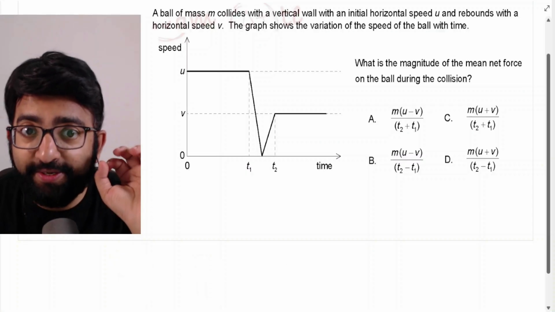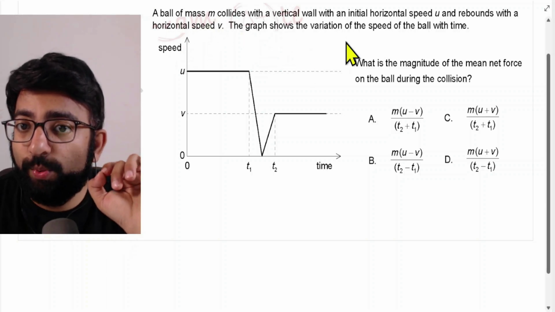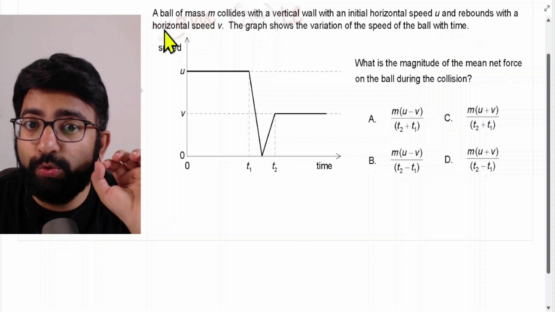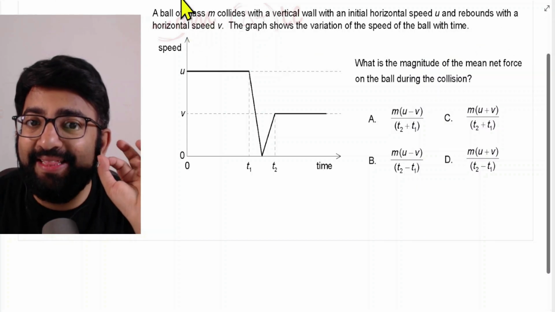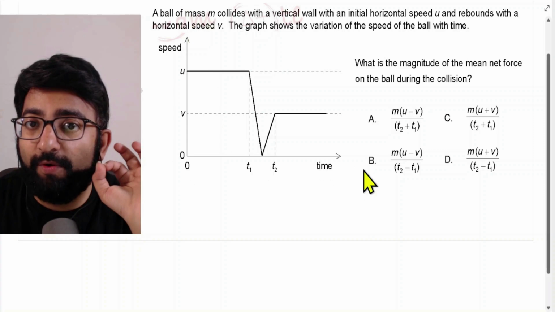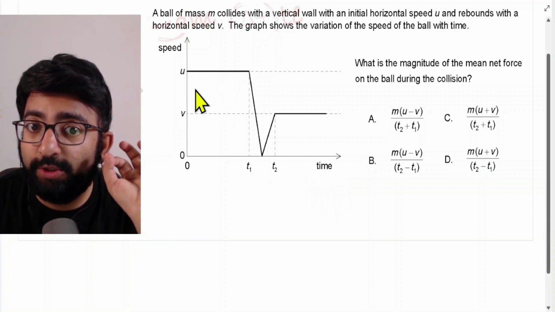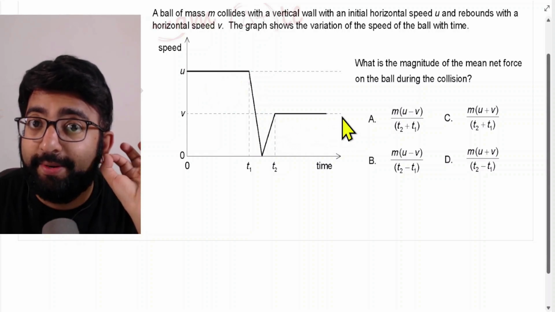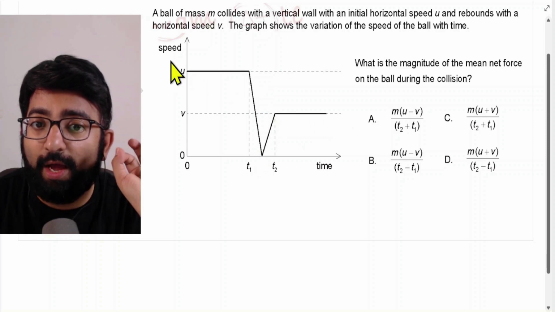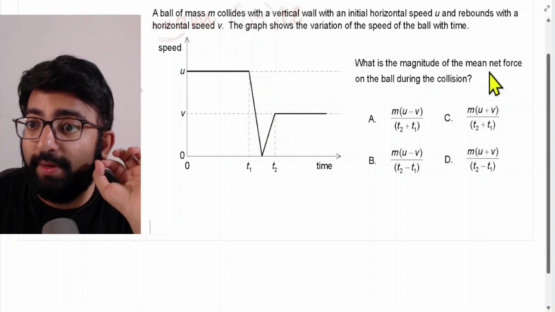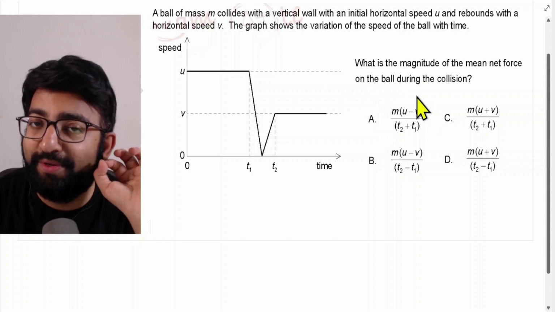Here it is mentioned that a ball of mass m collides with a vertical wall with initial horizontal speed u and rebounds with a horizontal speed v. And then they have shown the graph of speed versus time. You can clearly see that before the collision, the initial speed was u. After the collision, the speed was v. But during the collision, this transition happened from u to v. So the question is, find the magnitude of the mean net force on the ball during the collision.